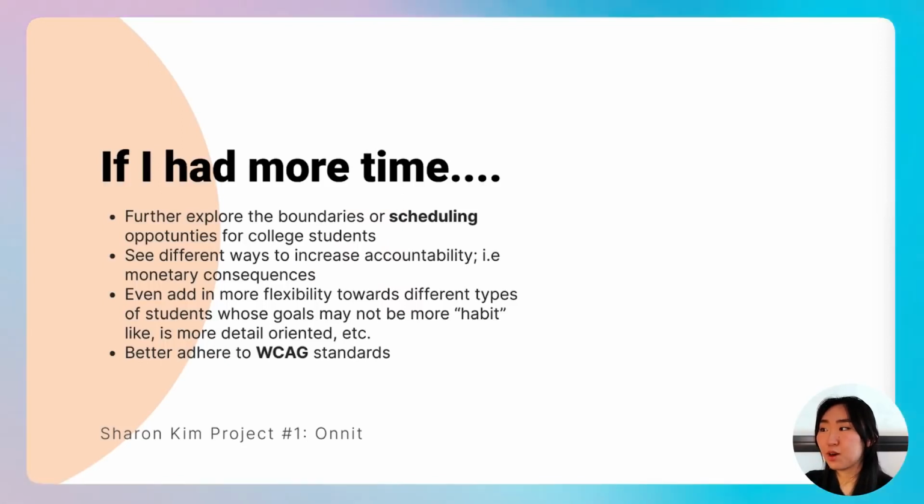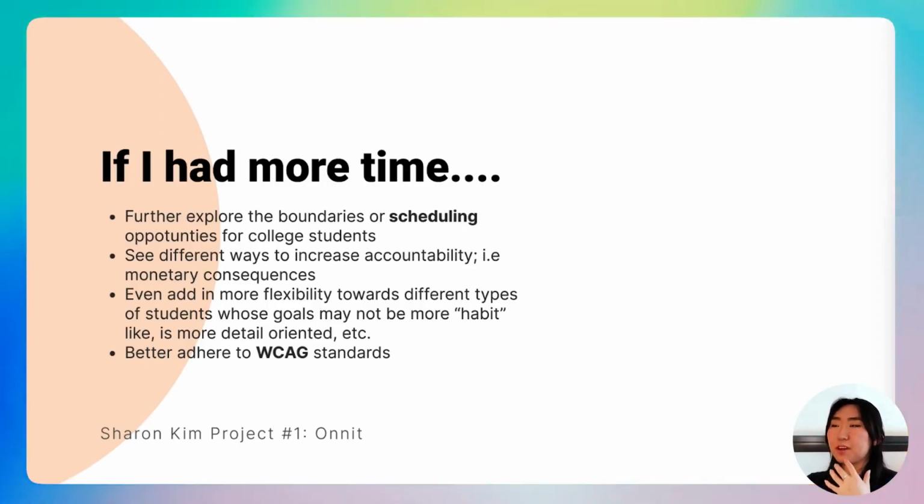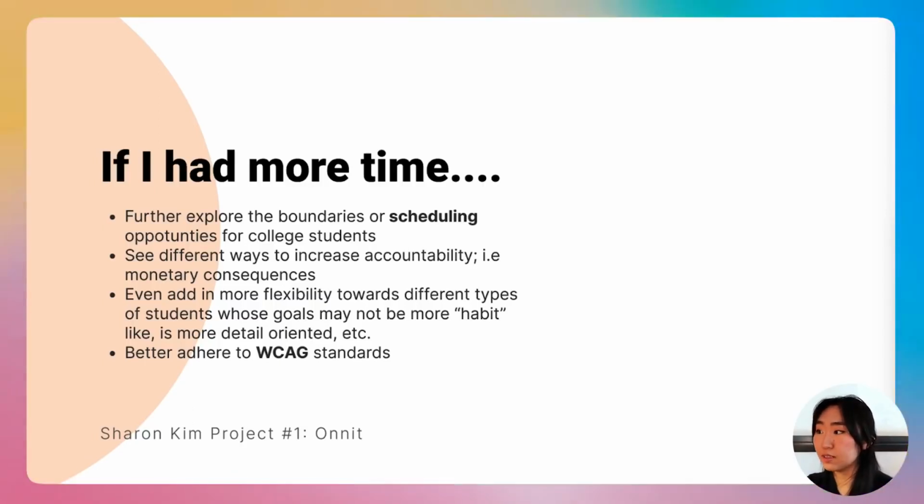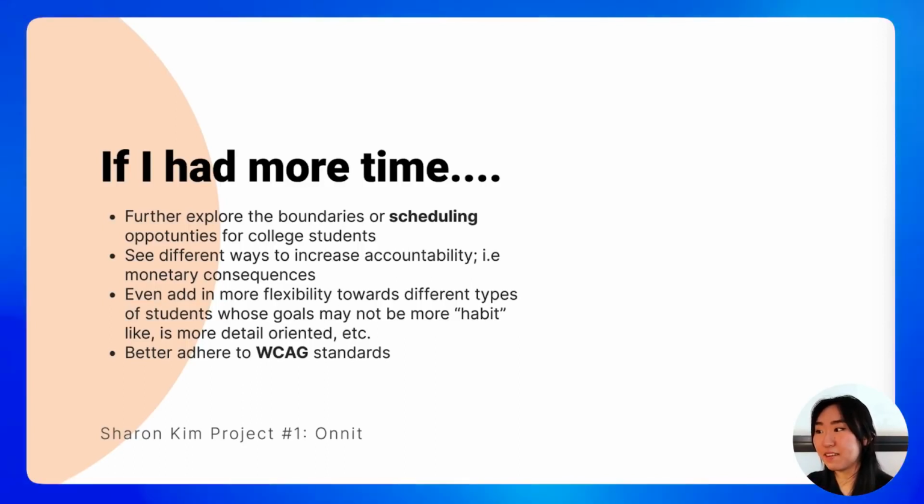Now, looking back on this project, if I had more time, I would really like to explore more the boundaries of scheduling and more opportunities for college students. See different ways to increase accountability, maybe not just social consequences between you and your accountability partner, but maybe there's a slight monetary consequence as well. Or even add flexibility towards different types of students. Maybe there are students who may not like habit-like goals, but maybe they do want more milestone-like goals for a larger goal they set for themselves. Plus, I would also like to consider WCAG standards more in terms of the accessibility of the design as well.